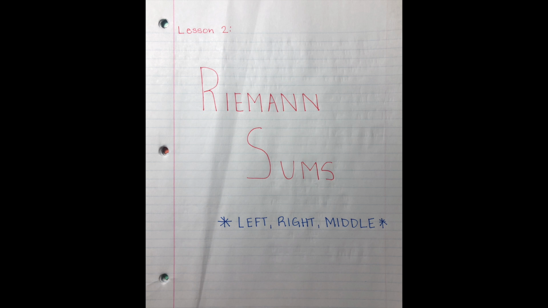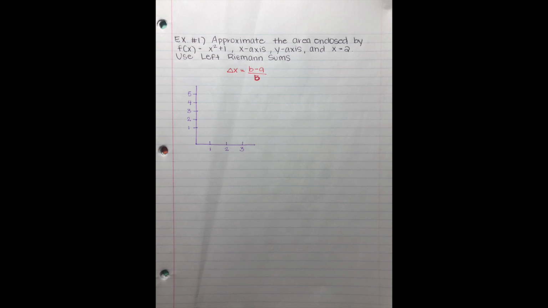In this video, we will be talking about Riemann sums, primarily left, right, and midpoint. In our first example, we will approximate the area enclosed by f of x equals x squared plus 1, the x and y axis, and x equals 2, using left Riemann sum.